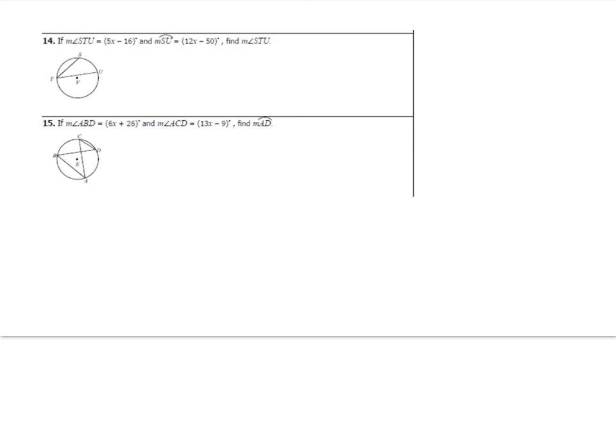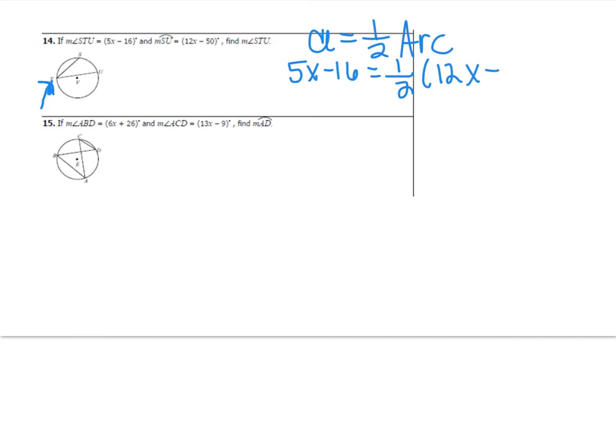Take a look at number 13. When I look at it, I can see that I have an angle that's on the circle, so I'm probably going to use my angle is equal to half the arc formula. Well, STU is the actual angle, and it's represented by 5x minus 16. The arc SU is 12x minus 50. So 5x minus 16 is equal to half of 12x minus 50.